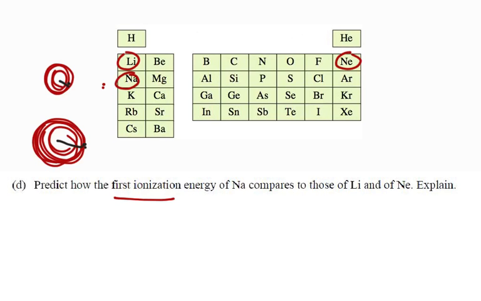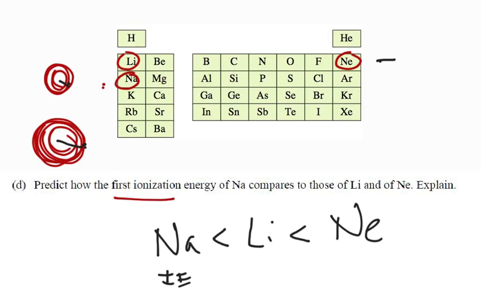Now over here on neon, it is going to be much more difficult to pull off an electron than lithium, because we have more protons. So we can see what's going to happen is sodium is going to be easier. So sodium has a smaller ionization energy than lithium, and then lithium is smaller than neon, so definitely sodium is going to be smaller than either lithium or neon.